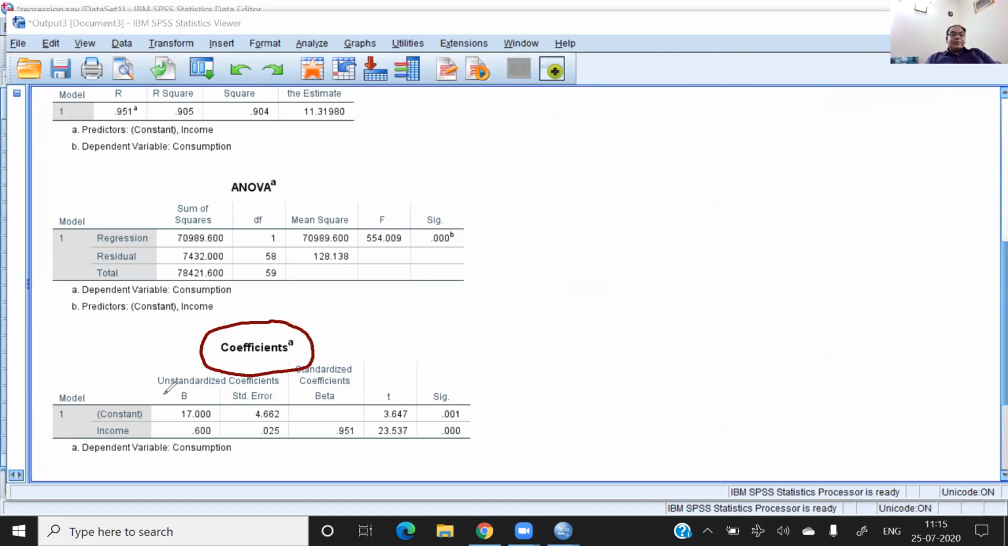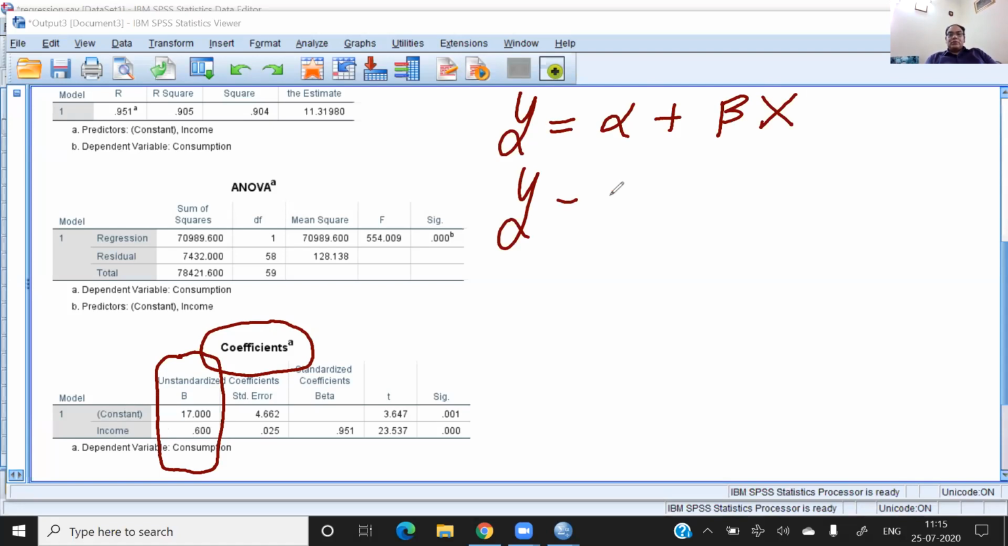we have the value of the constant, and you can see the value of the income here. So first of all, we should find out these two values. In this case, y is equal to alpha plus beta into x. So here, alpha you can find out, it is 17. And what is the value of beta? Beta is 0.6. And the value of x is I.